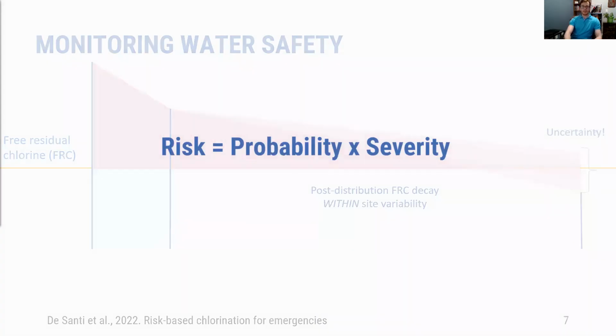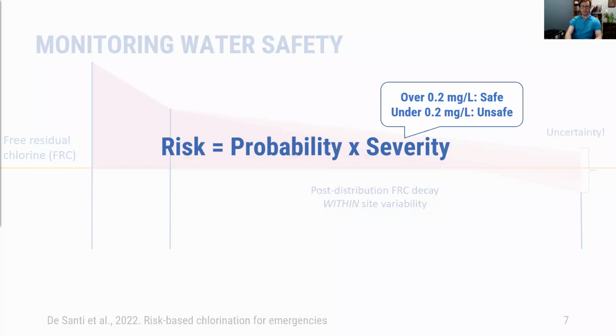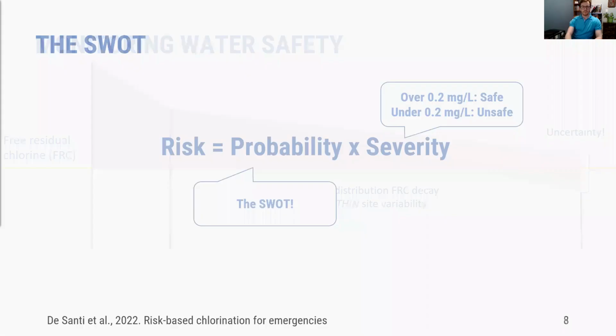Risk is typically measured as the product of probability and severity. In terms of severity, the general rule of thumb from the literature is that water will typically be safe if there's at least 0.2 milligrams per liter of FRC at the end of the storage period. Measuring risk, therefore, becomes a challenge of predicting the probability of having less than 0.2 milligrams per liter of free residual chlorine at the end of the storage period. And this is the challenge that we're trying to address with the SWOT.